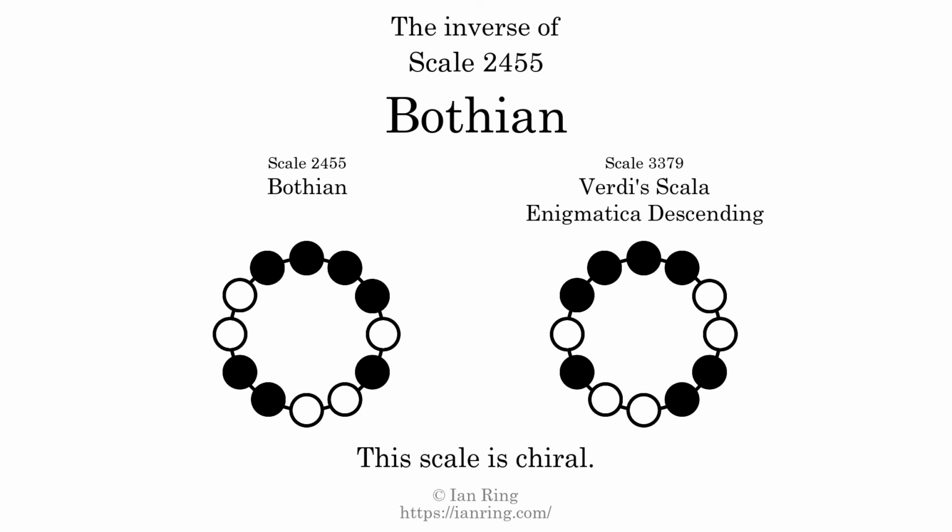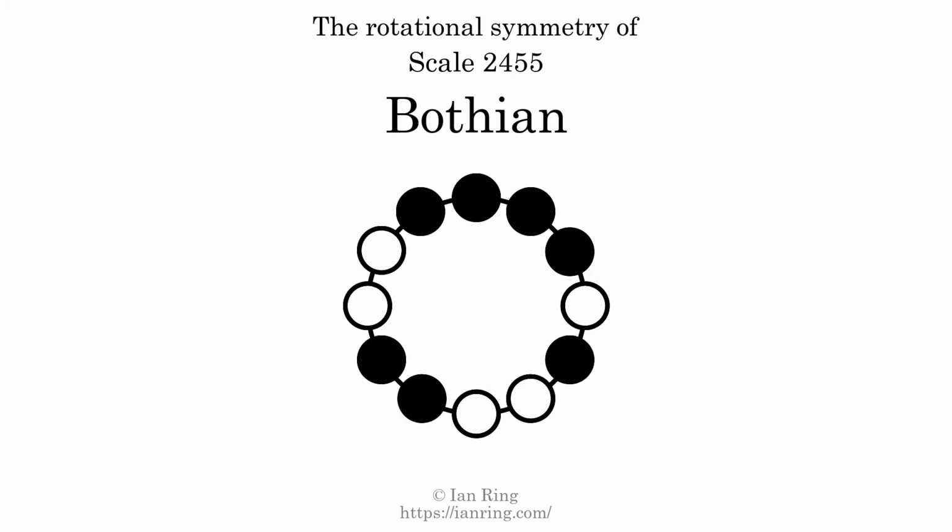The inverse of a scale is a mirror image. It is what you get when the sequence of intervals is reversed. The inverse of this scale is scale 3379, also known as Verdi's Scala Enigmatica descending. This scale is chiral. It cannot transform into its inverse by rotational transformation. This scale has no rotational symmetry.